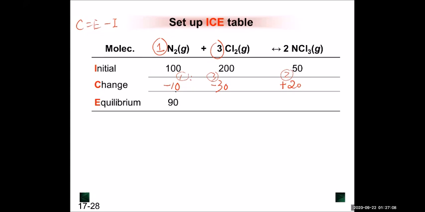So that's what the equation gives us. If 10 N2 molecules react, they must react with 30 Cl2 molecules, and meanwhile it produces 20 NCl3. Because when we lose the N2 molecules and the chlorine molecules, those atoms still exist, but they are existing in a different form. They are in the product, in a completely different format.